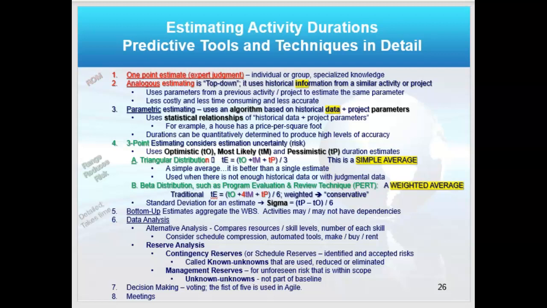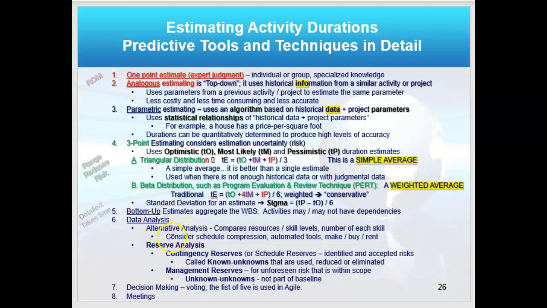I can also estimate using three-point estimating, and there are two types of that. One is triangular, which is the optimistic plus the most likely time plus the pessimistic, divided by 3. It's a simple average. And I could do beta, which is another form of three-point estimating, which is optimistic plus 4 times the most likely plus pessimistic, divided by 6. This is a much more conservative average because it weights the most likely by a factor of 4. I'd write those down and know those for class as well as the others.